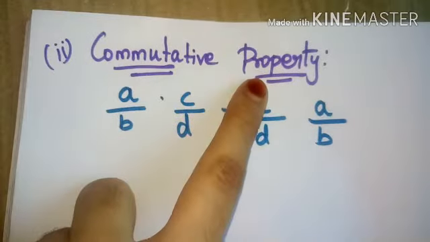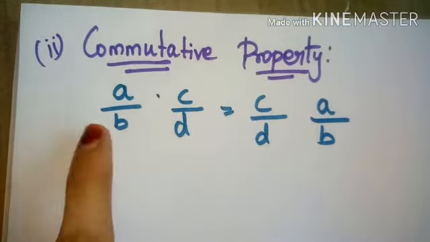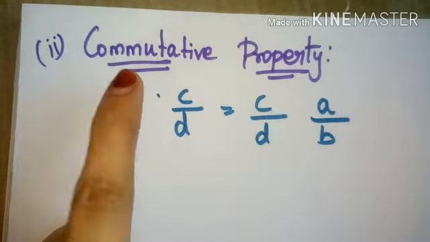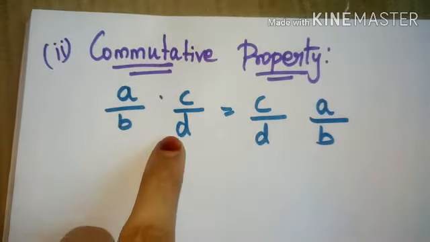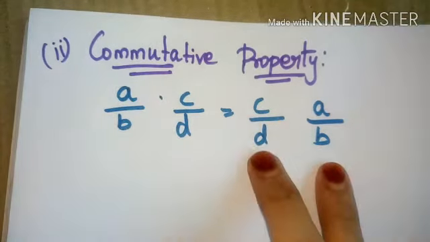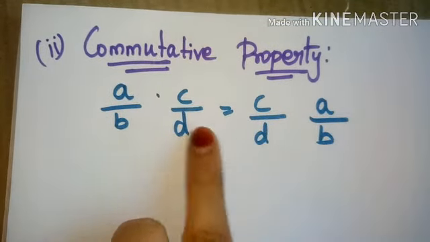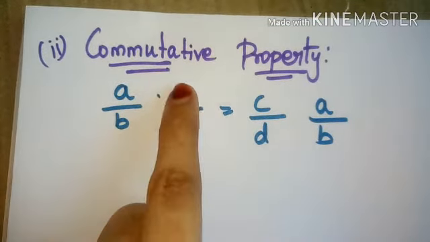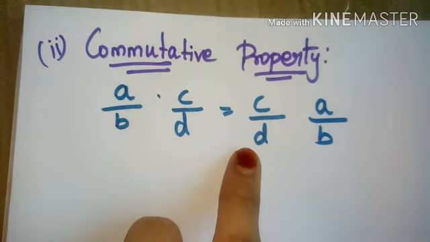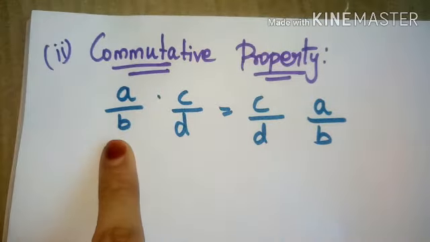Commutative property, the basic format: we have to write the two fraction terms. I am going to take A upon B and C upon D. The same thing happens here also. You just change the position of the fraction terms. We want to write first C by D, after that we have to write A by B.